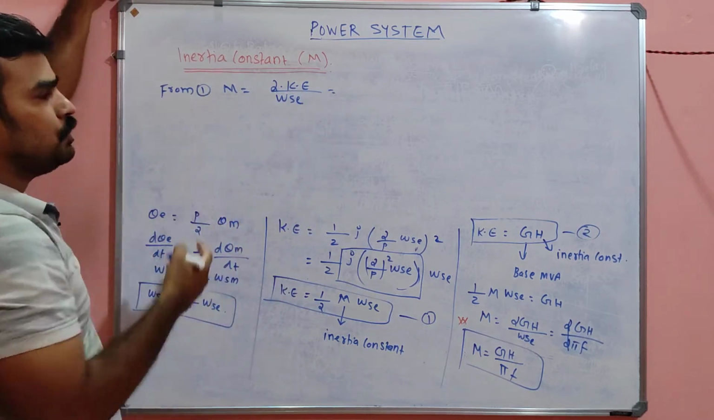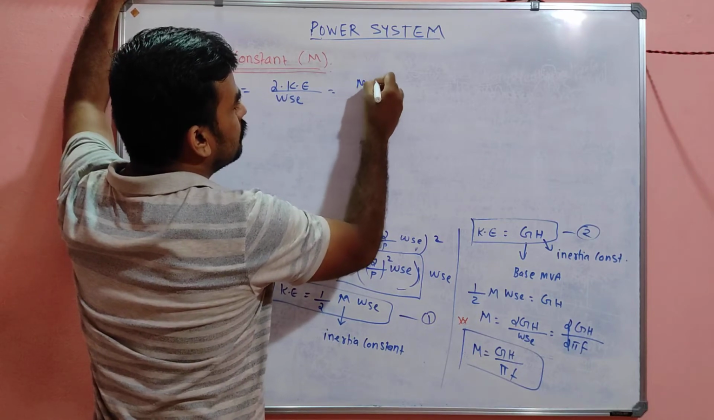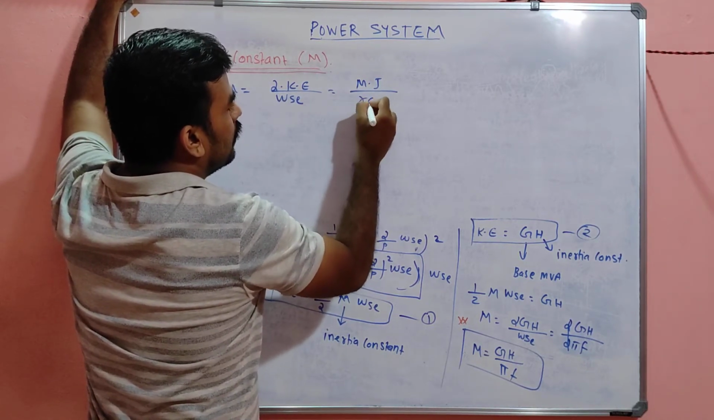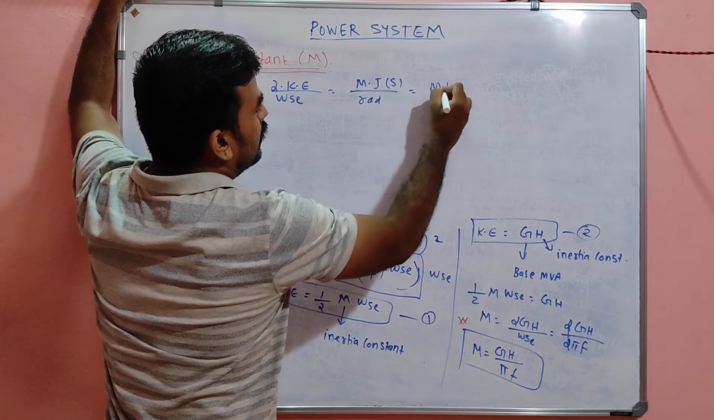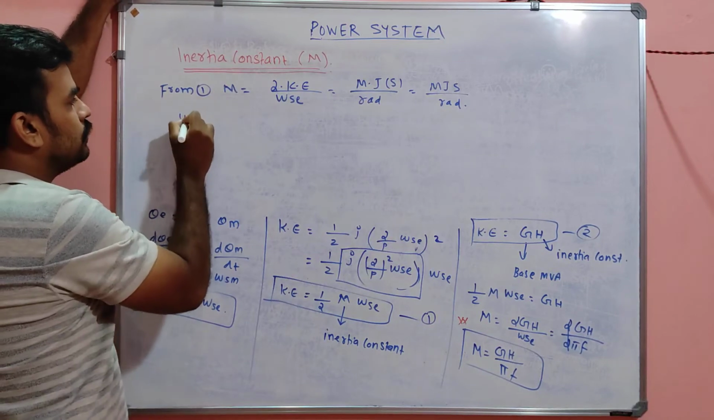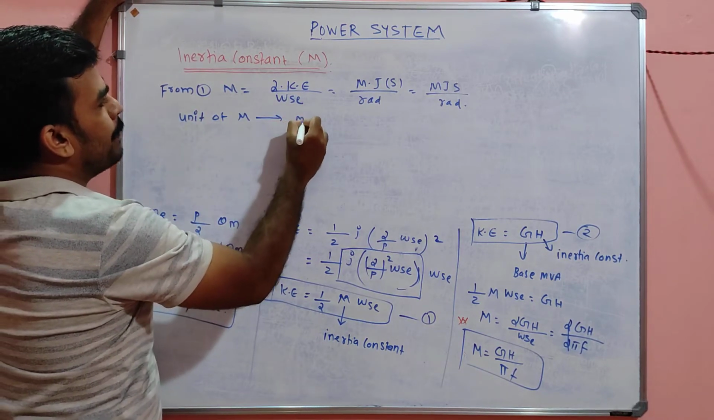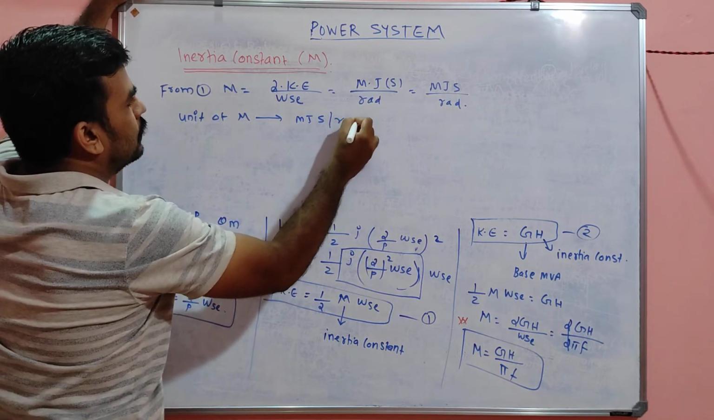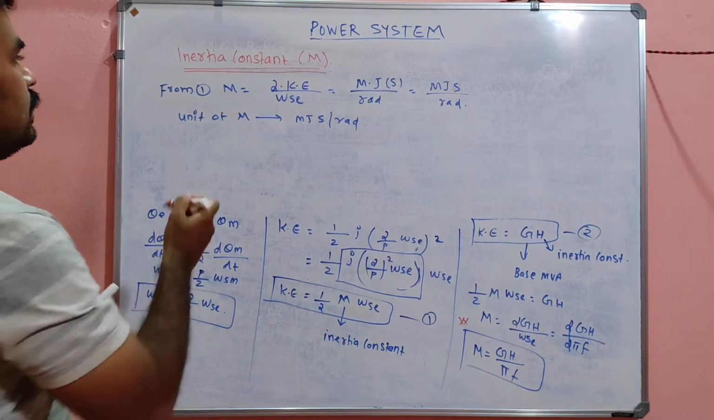What will be the unit I am going to find? Kinetic energy is in joules, or rather megajoules, divided by radian per second, so the second goes over. So megajoule second divided by radian. That is the unit of M: megajoule second per radian. Very, very important.